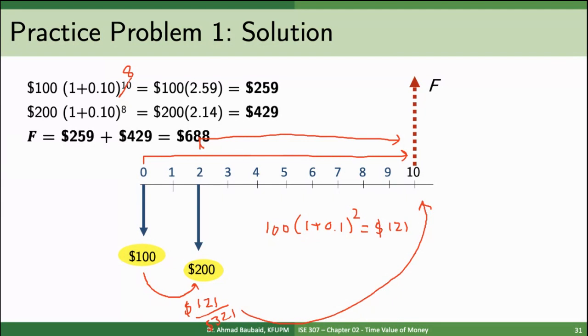Oh, so I add them with the 200 because they are in the same period. Okay. Exactly, and then you move them together all the way to the 10th time period. Yeah, which will be 321 times 1 plus 0.1 to the power 8. Exactly, and you should get the same answer. I actually haven't checked that, but you should. Otherwise, there's something wrong. Okay, and so you see, there are 2 ways here of solving this problem.